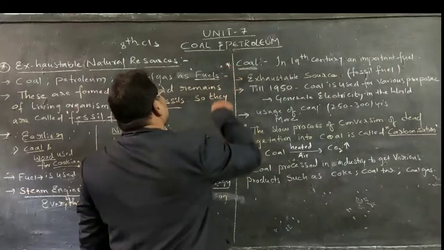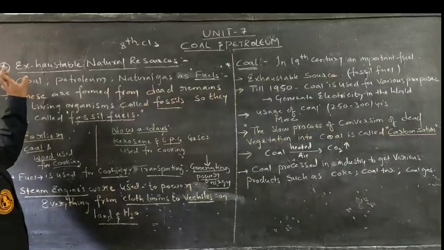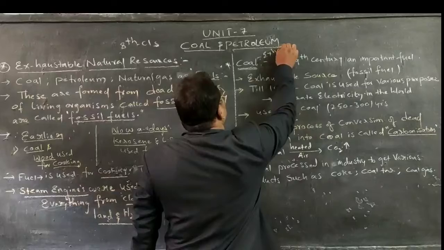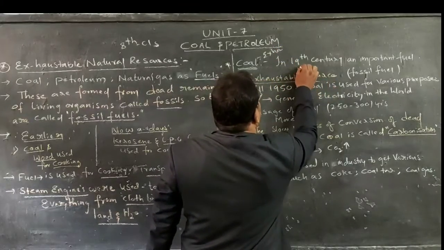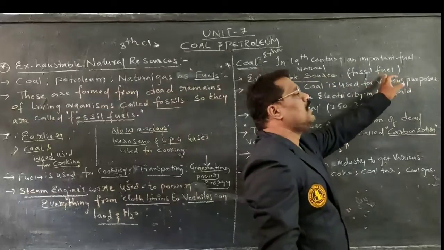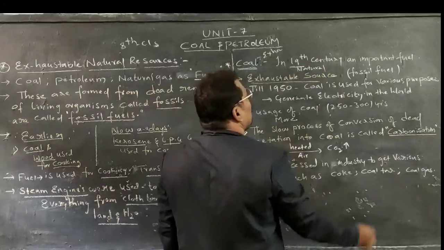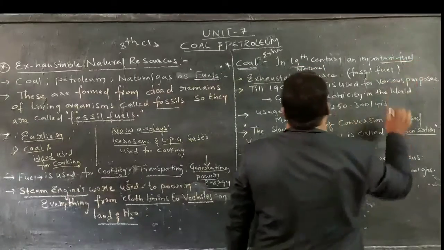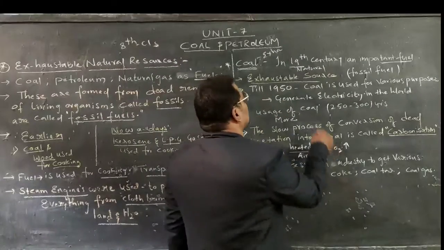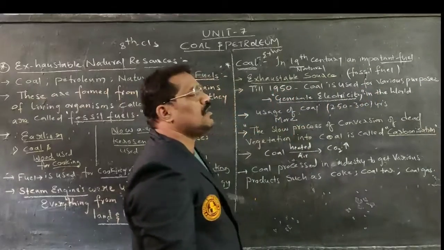Among all these, let me go with one substance, coal. We will discuss it. Coal is an exhaustible natural source, and it is also called a fossil fuel. In the 19th century, coal was an important fuel. Till 1950, coal was used for various purposes, especially to generate electricity throughout the world.